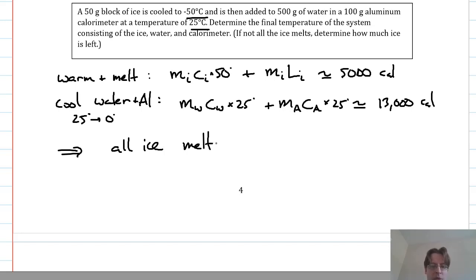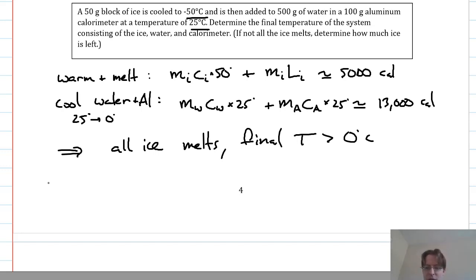All the ice melts, and there's so much heat available in the water and the aluminum that the final temp is going to be something above zero. So it's now a problem to solve for that final temperature.